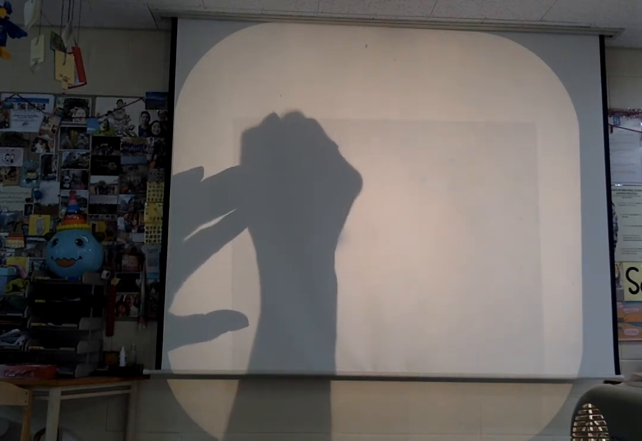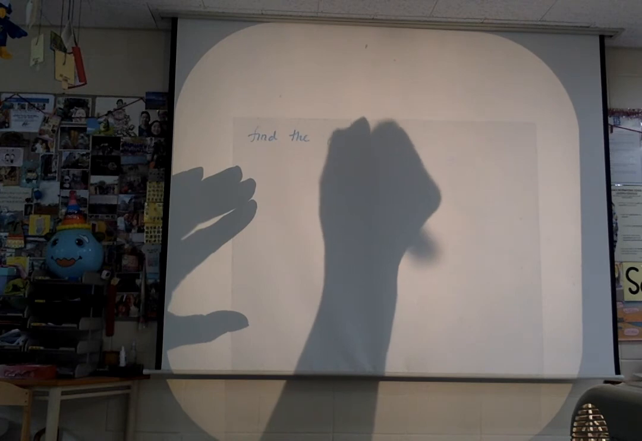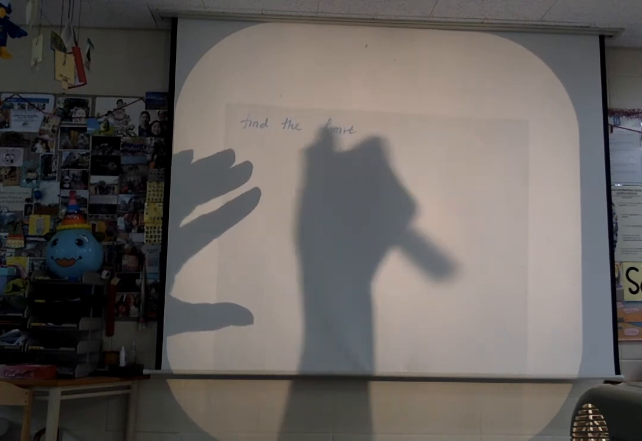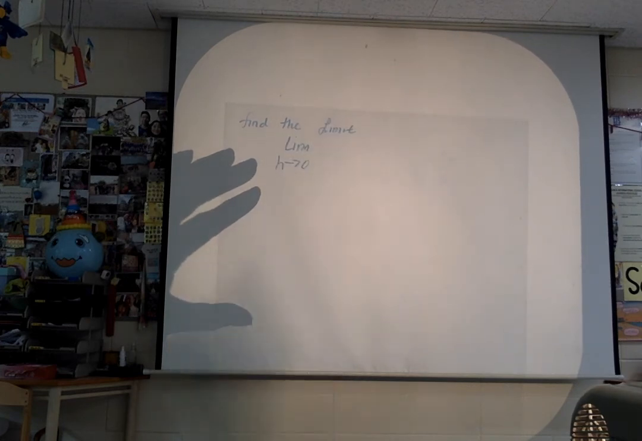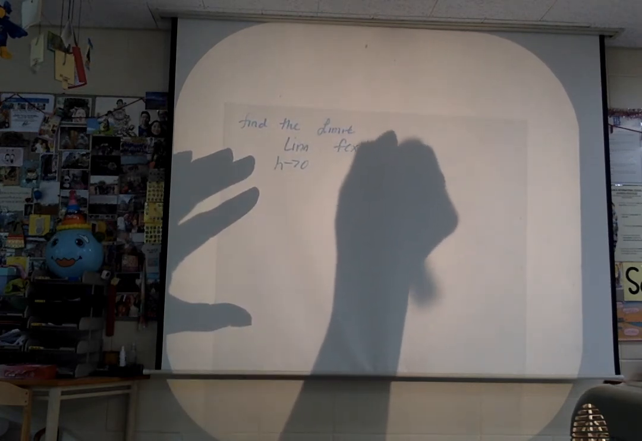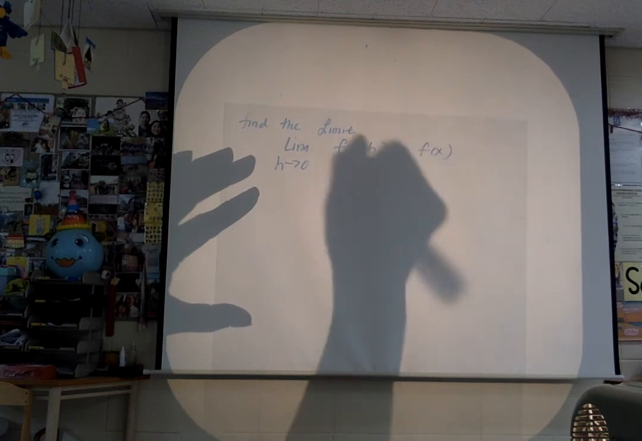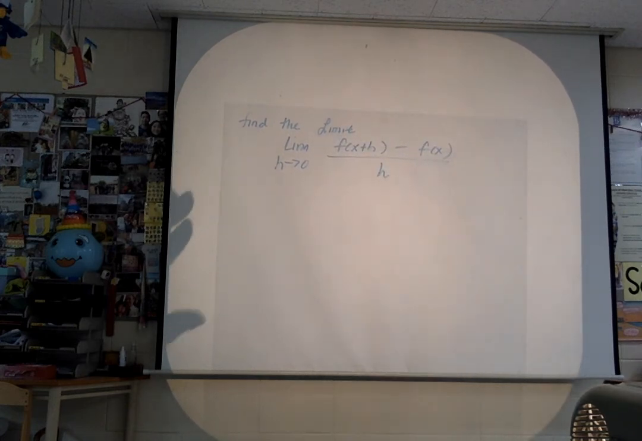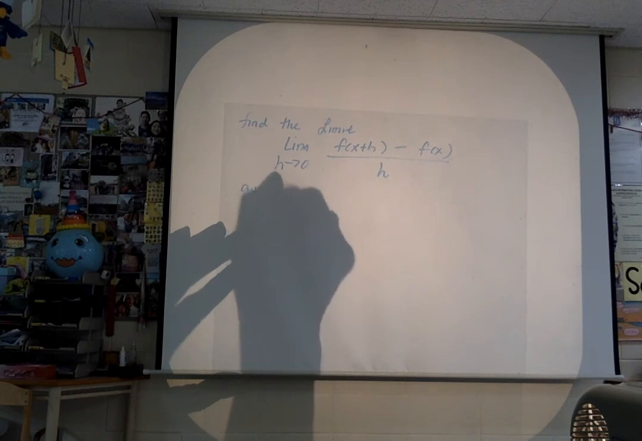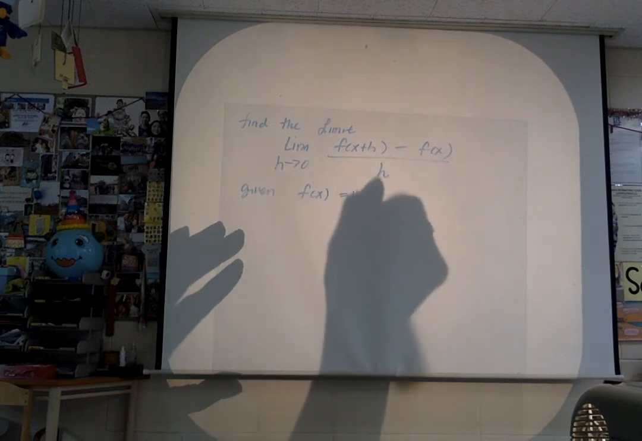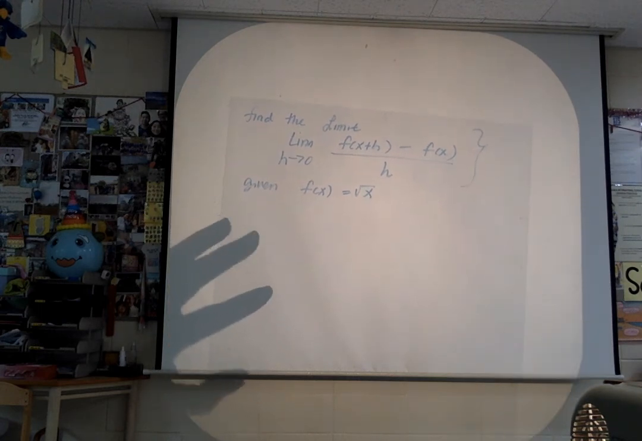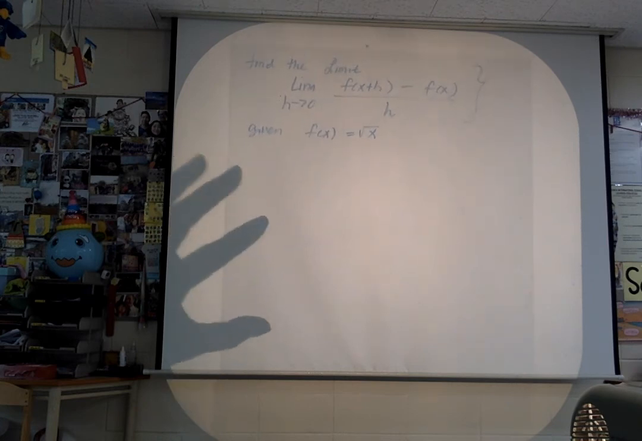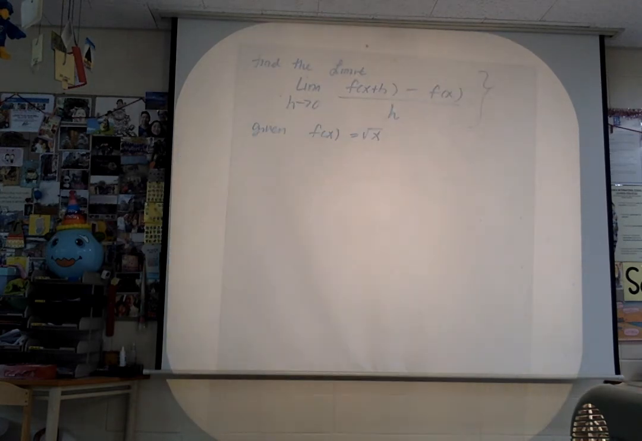So they want us to find the limit as h approaches 0. I mean, we could use any variable, right, of this function here, given f of x is equal to square root of x. Now, this is called the famous difference quotient, which we're going to talk more about in the next section. But for now, all you have to worry about is, how do I deal with this? What do I do?